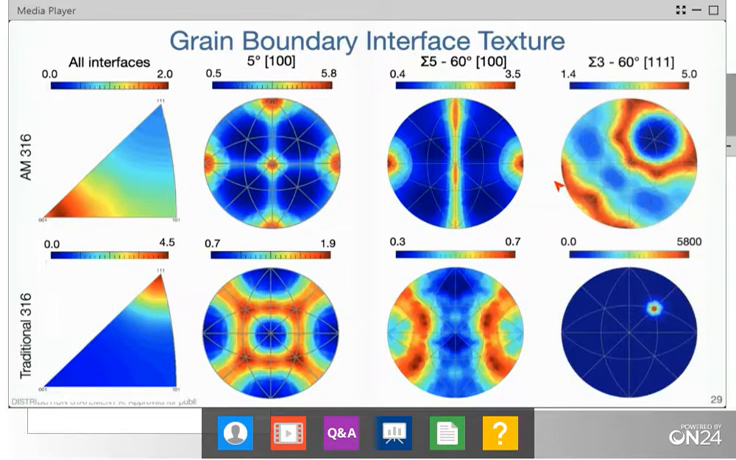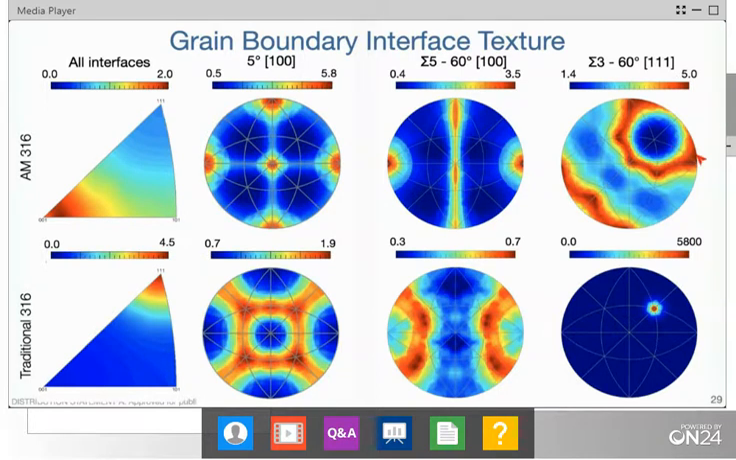And if we look at the sigma 3, we have something that looks dramatically different than what we'd expect from traditional 316. In 316, you'd have this huge peak that's associated with the sigma 3 coherent twin. And that's exactly what we see in the traditional material. I want to point out the multiple of random here is almost 6,000. And here's what we see in the additively manufactured material. There's almost no coherent sigma 3s within this material. In fact, just the number of sigma 3s is quite low, but there are almost no coherent sigma 3s.